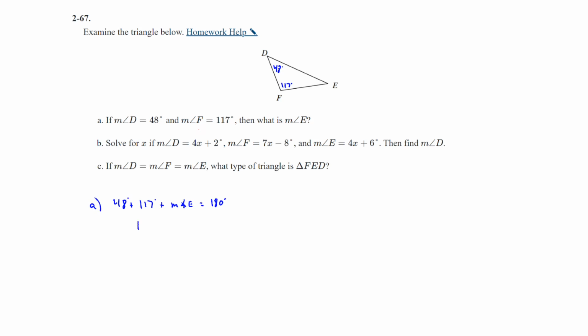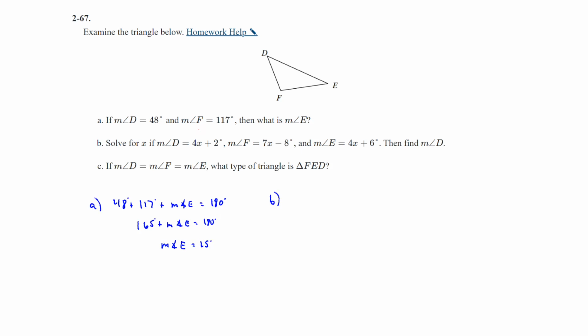So we add 48 plus 117, that's 165 degrees, plus the measure of angle E is equal to 180 degrees. Subtract the 165 degrees, and you get the measure of angle E is equal to 15 degrees. Once again, we use the triangle angle sum theorem to identify that.